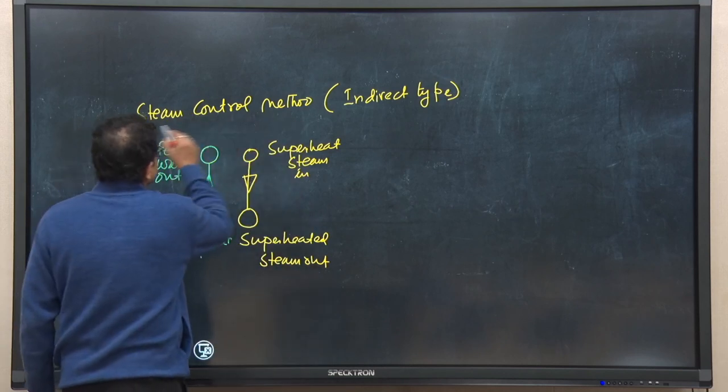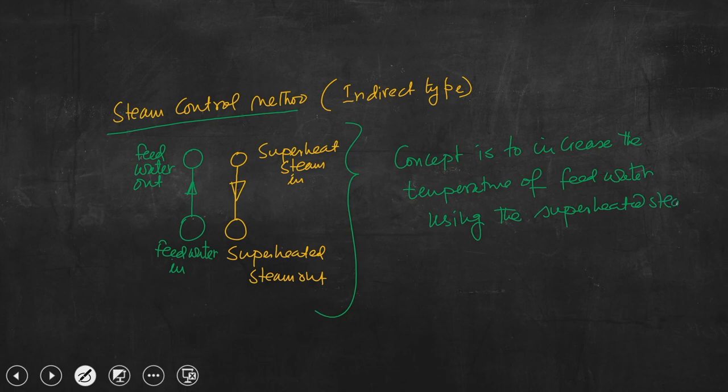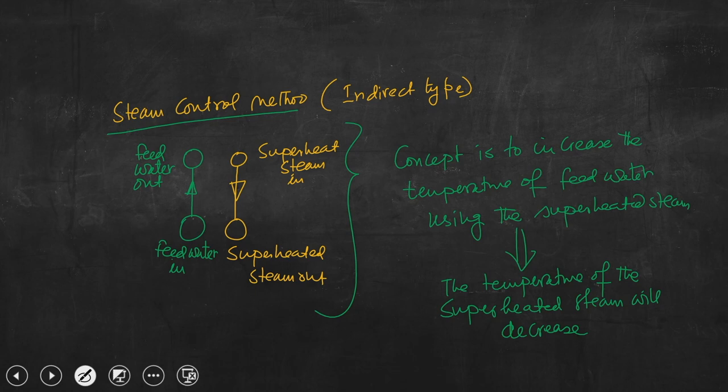So, this is the indirect type steam control method. Okay, so this is the concept. The concept is to increase the temperature of feed water using the superheated steam, and the result will be that the temperature of the superheated steam will decrease, right? So, this is the indirect type.